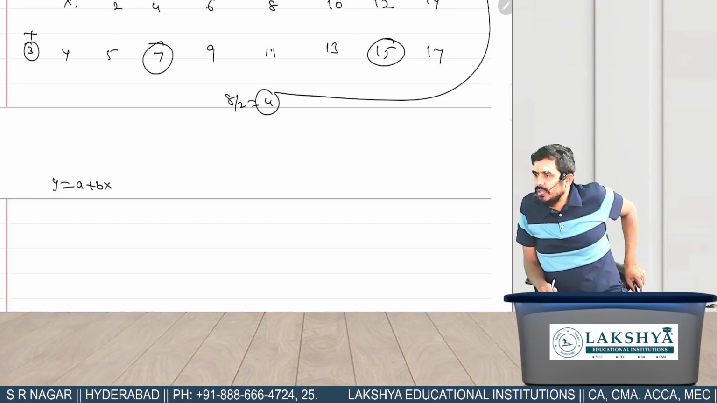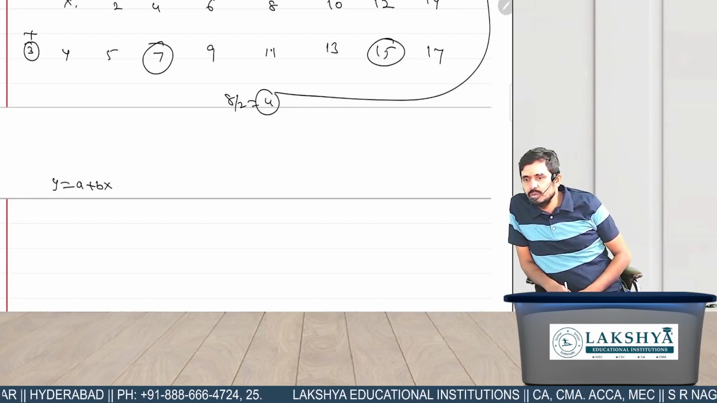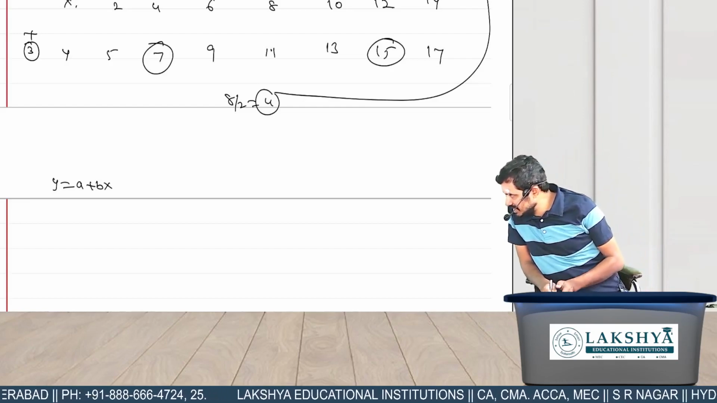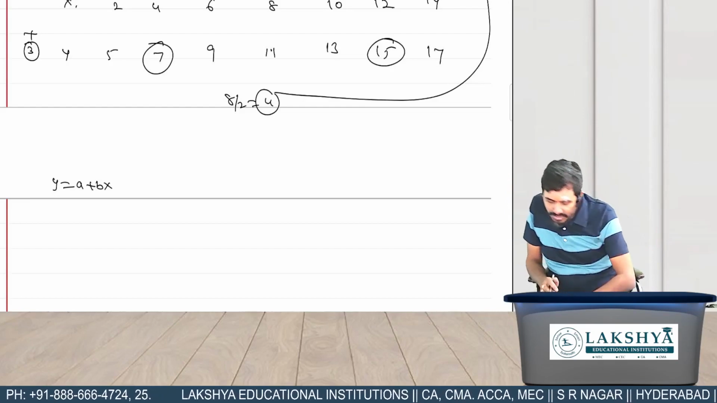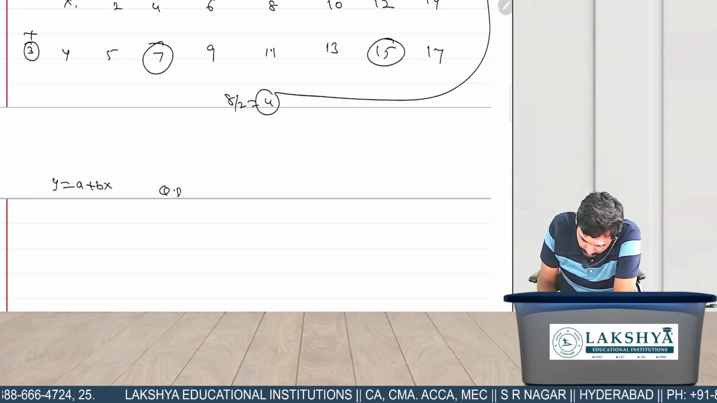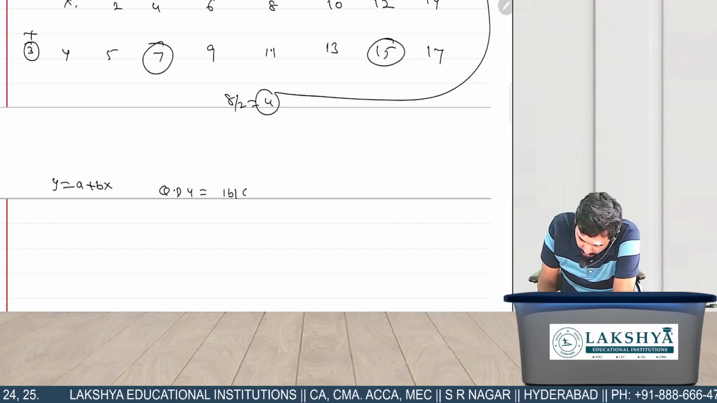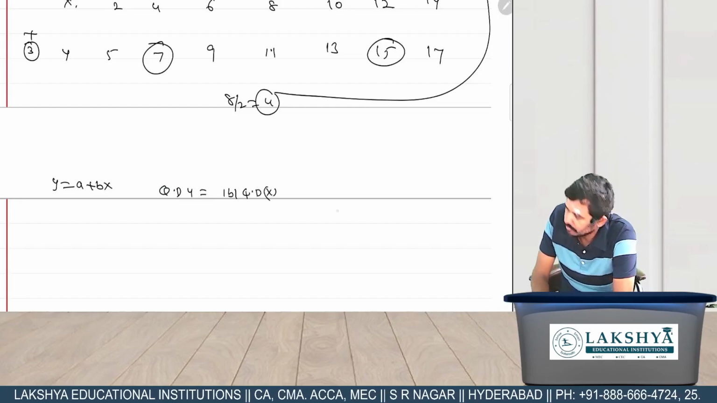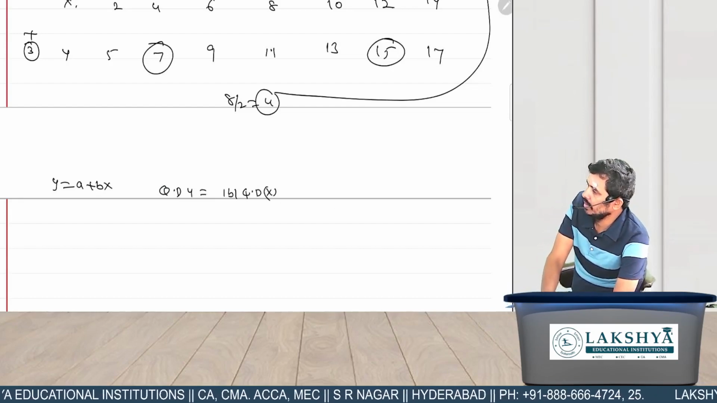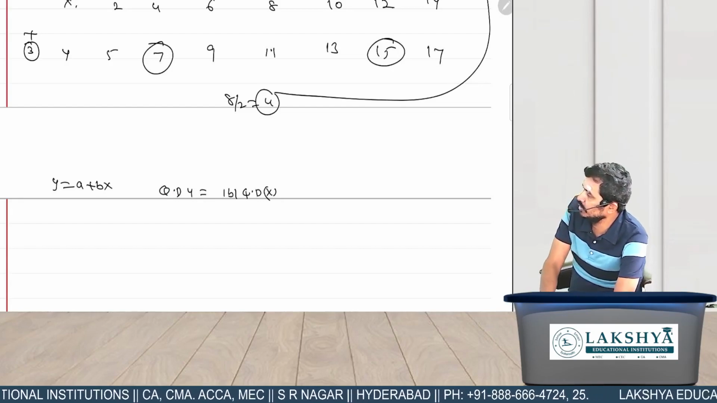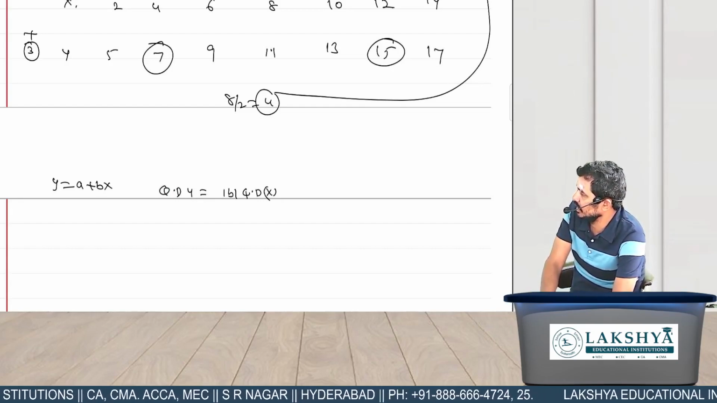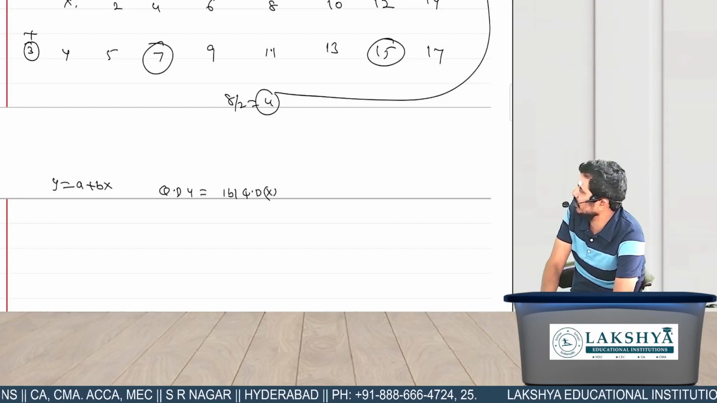relationship between the two variables, where a is origin and b is scale. Then the quartile deviation of y is equal to mod b into quartile deviation of x. Because quartile deviation is an absolute measure of dispersion, it is never negative. That is the reason we put modulus for b.